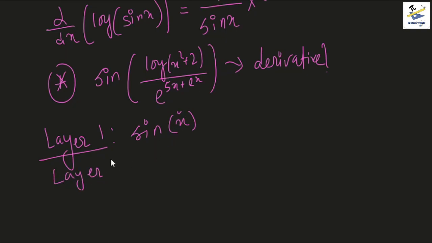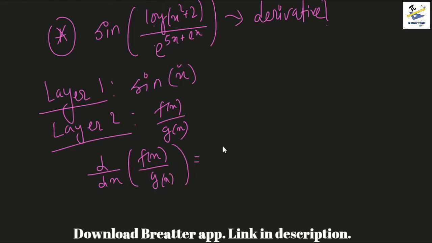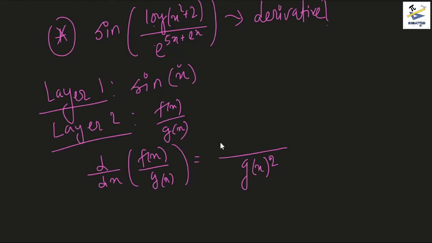Layer 2 is of the form f(x) by g(x), which we learned before, that the derivative of a quotient of two functions can be evaluated. I'll just write it down here, that d/dx of f(x) by g(x) can be evaluated as f'(x) into g(x) minus f(x) into g'(x), over g(x) squared.